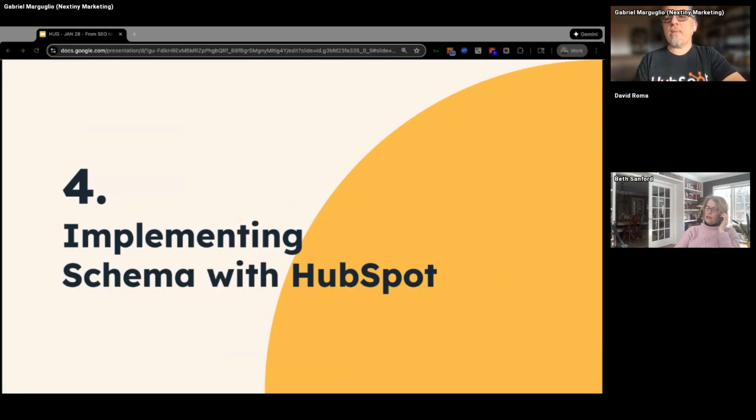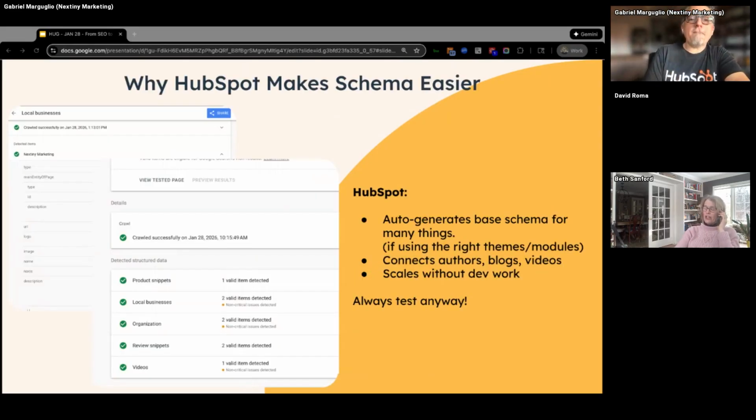So implementing schema with HubSpot, and without HubSpot, but with HubSpot is easier. First of all, why HubSpot makes it easier? I already said this in several ways. The blog is already done. The FAQs, a lot of these things are done. If you're using the right modules and the right themes, it works and it's done, and you don't have to redo it again. So HubSpot makes it easier because a lot of it is going to be done.